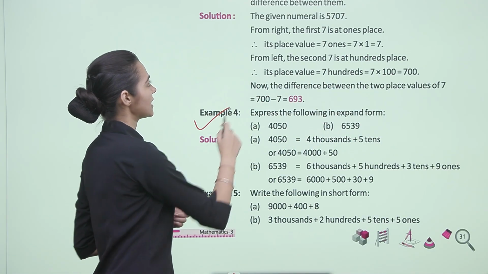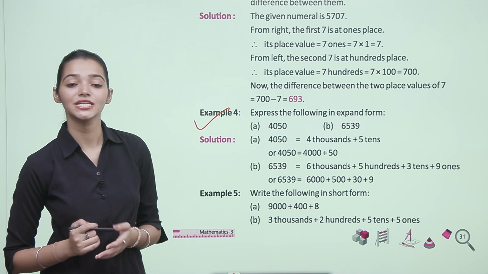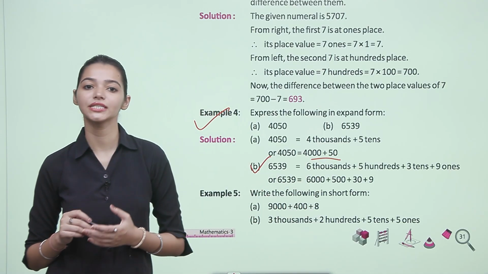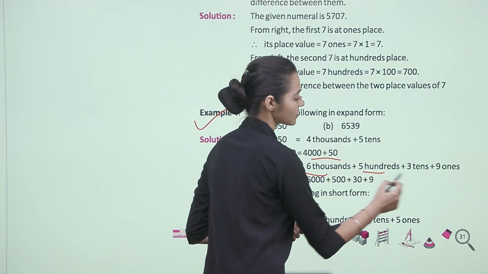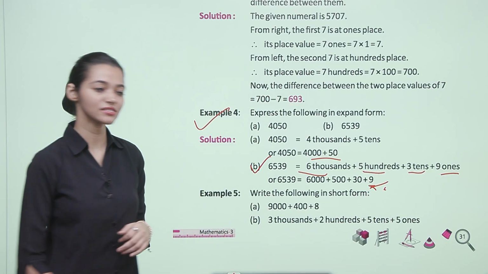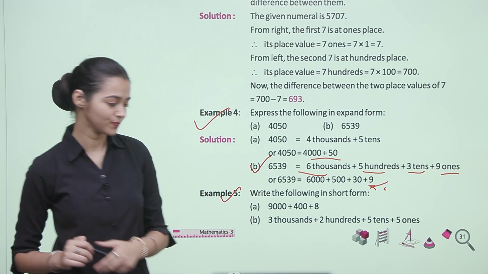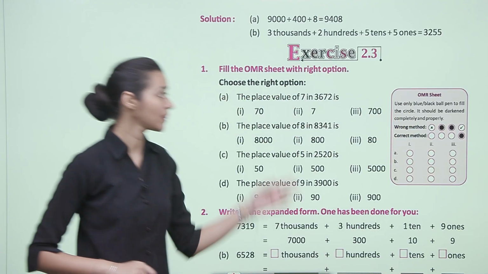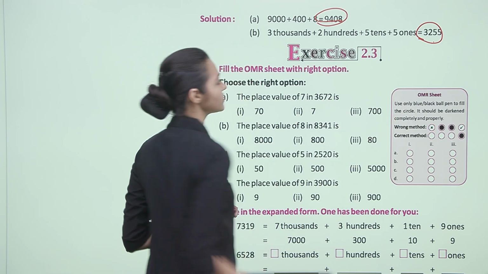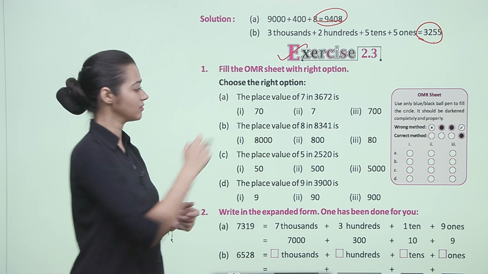Now let's look at example number 4. We have to express the following in expanded form. So 4050 can be written as 4000 plus 5 tens, or 4000 plus 50. Similarly, 6539 can be written as 6000 plus 500 plus 3 tens plus 9 ones, or we can write it as 6000 plus 500 plus 30 plus 9. In example number 5, we have to write all these numbers in the short form. So the first one will become 9408 and the second one will become 3255.